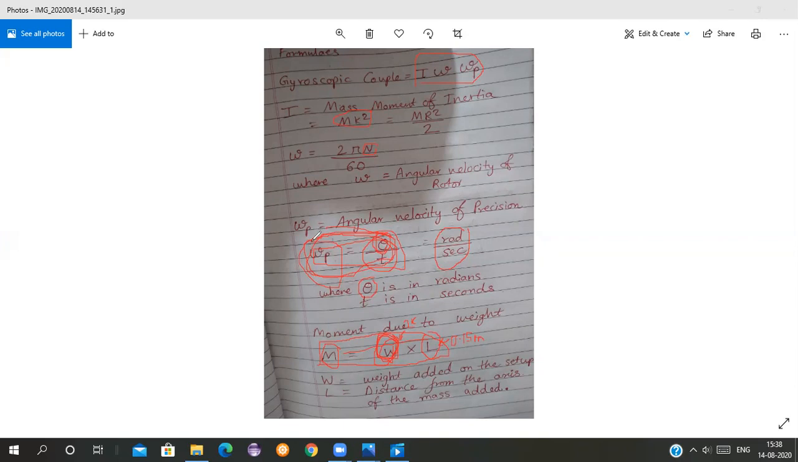When you add more weight, the speed will increase. The angular velocity will increase. It will cover the same distance in less time. So that is why the moment will increase. What is the formula of a gyroscopic couple, students? What is the formula? I omega omega P. So if the value of omega P increases, what will happen? The gyroscopic couple will increase.